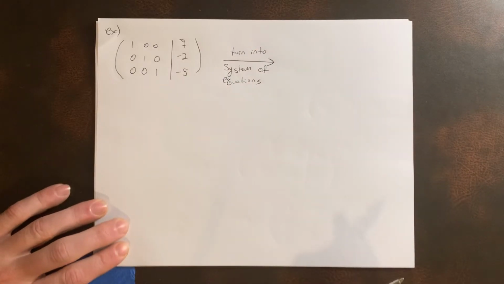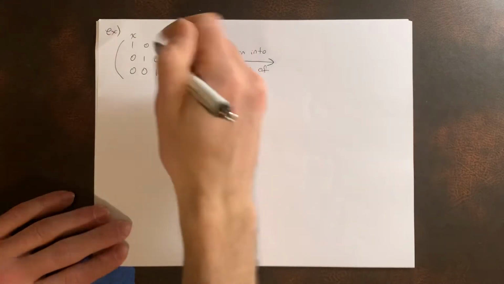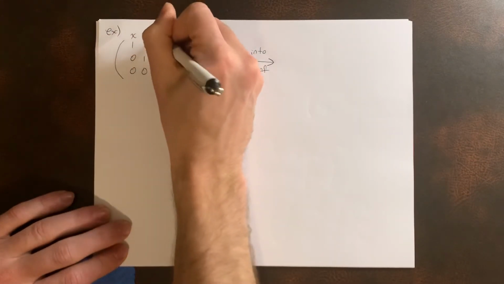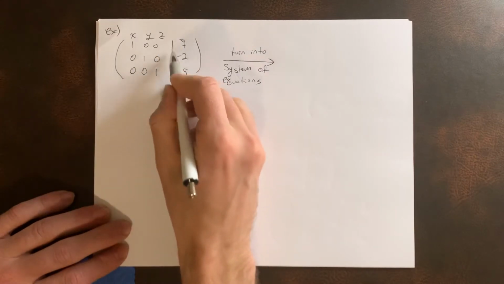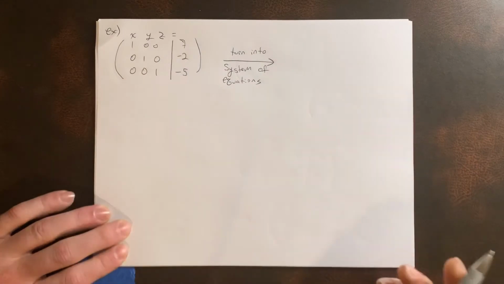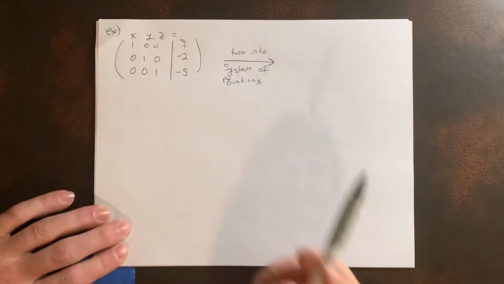Okay, so on the previous examples, when we had our matrix, this first column was always our x's. The second column was always our y's. This third column was always our z's. The vertical bar meant our equal signs. And over here, these were the answers. And the numbers in here were the numbers in front of those variables.